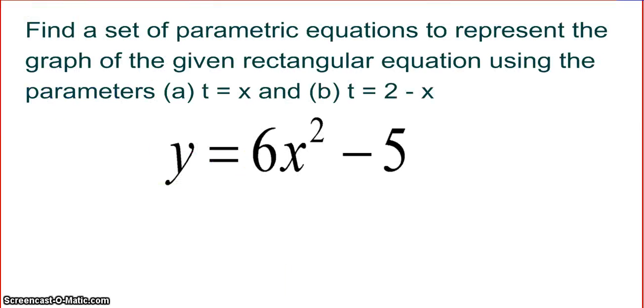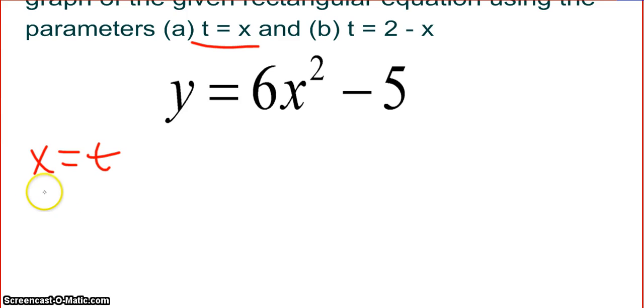Next thing, I want you to find a set of parametric equations to represent the graph of the given rectangular equation using the parameters for a, t is x, and b, t equals 2 minus x. So how do we do this? Well, the first one, here is your x relationship. So you know x equals t, and then you know y equals 6t squared minus 5, because I did a substitution for x being t.